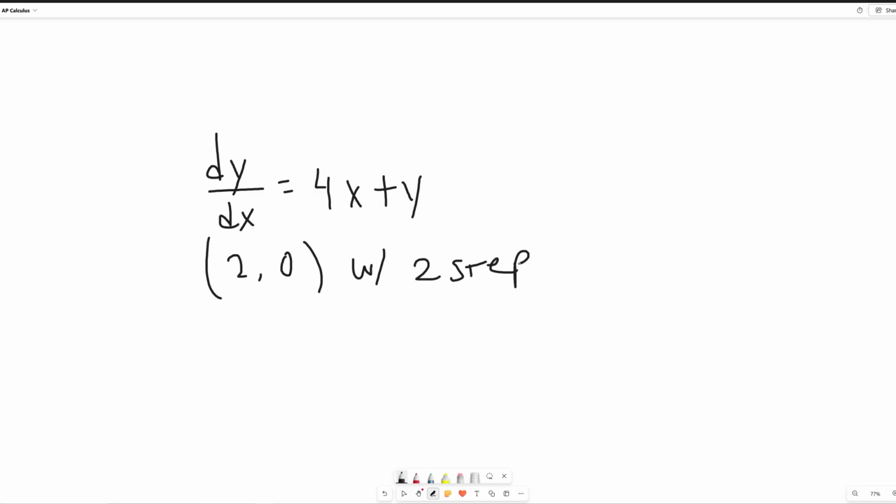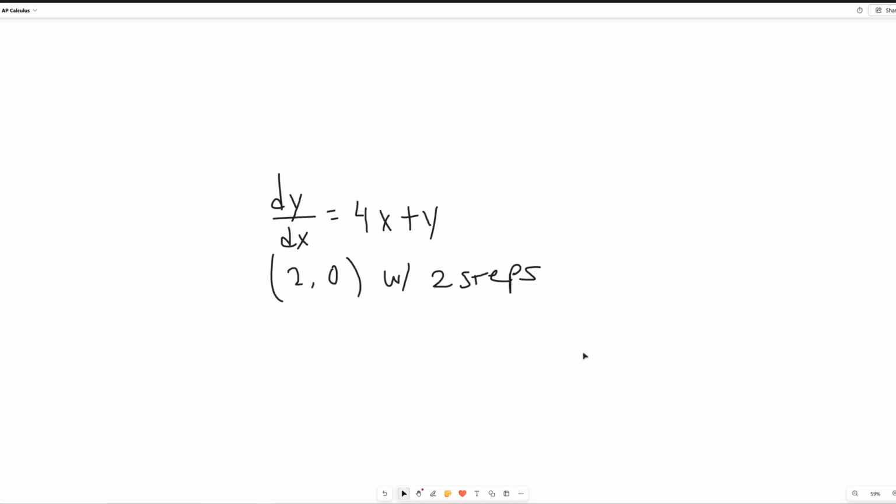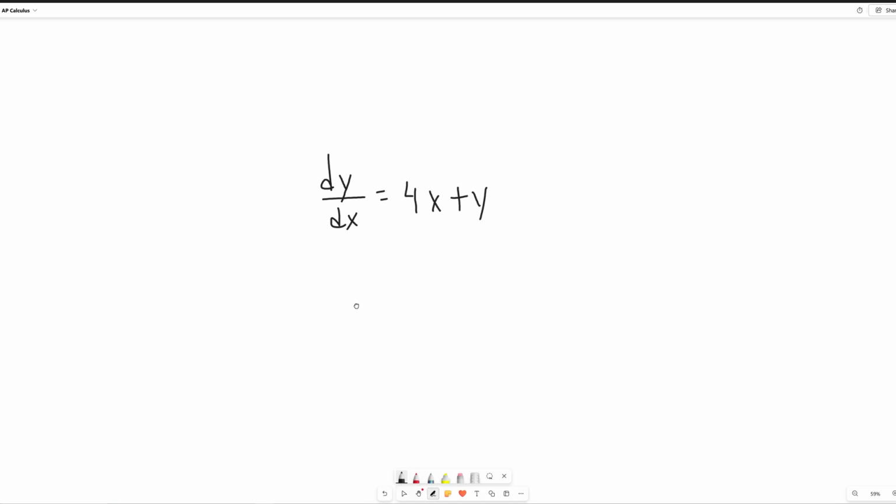This is how it will be written on the AP test. You do not need to figure out that you need to use Euler's method. It will tell you very specifically, using Euler's method, find this using this amount of steps. So what is a step? Well, we're going to draw a table. This is what I always like to do.